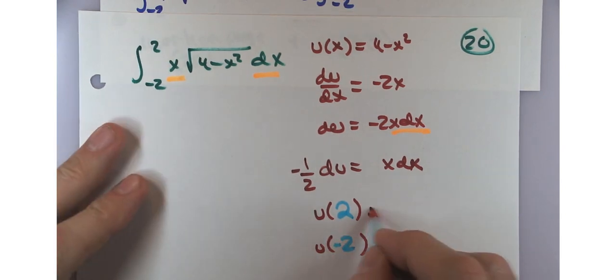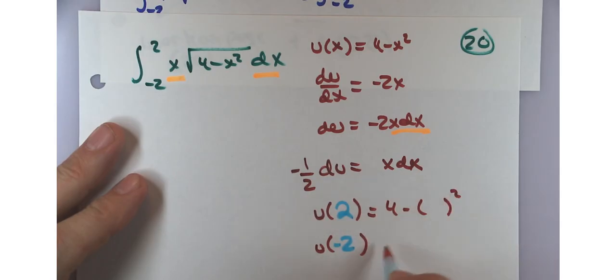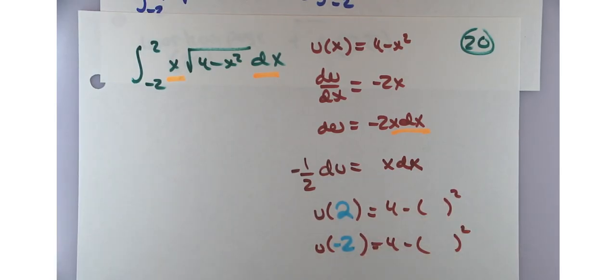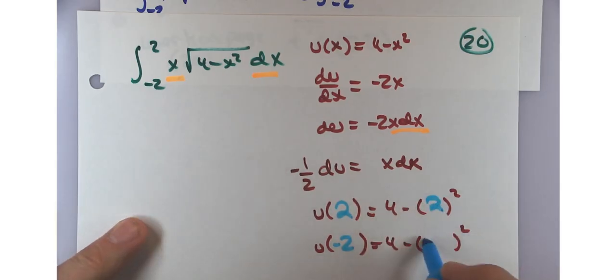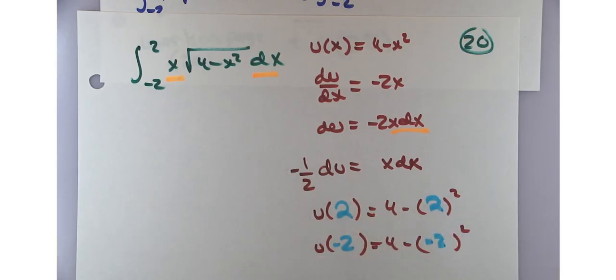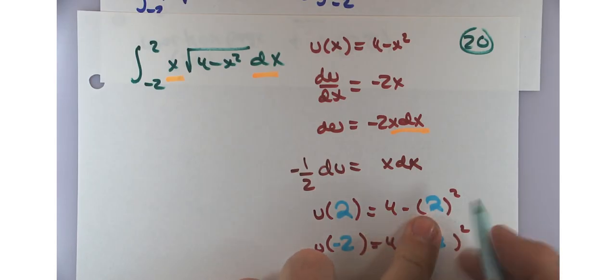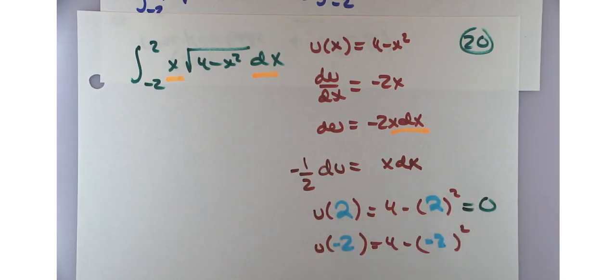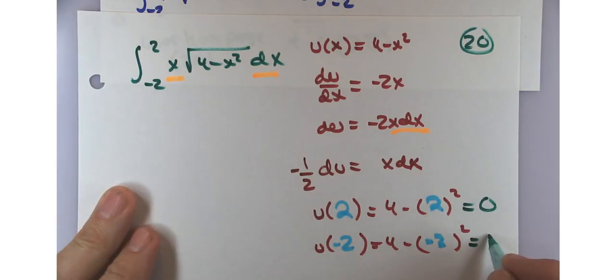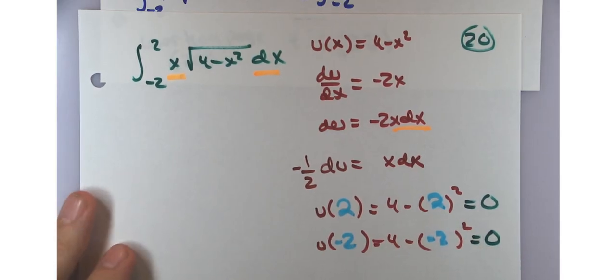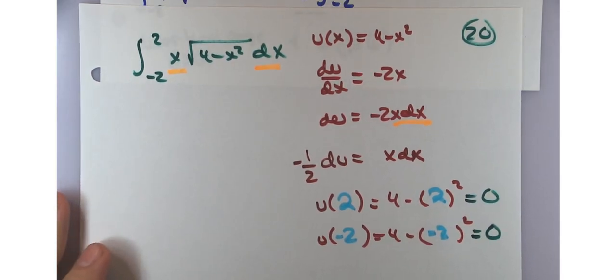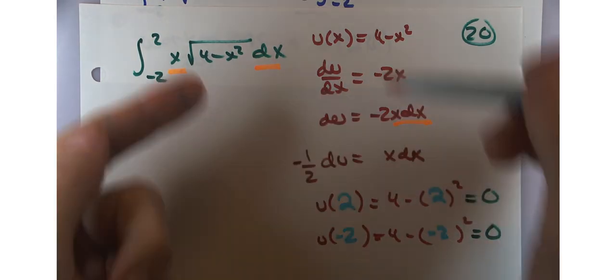Help me out. What am I going to get when I figure out my new limits? Four minus 4, and again 4 minus 4, right? 0. Well, that's looking weird. Let's put everything together and put it back in our integrand.